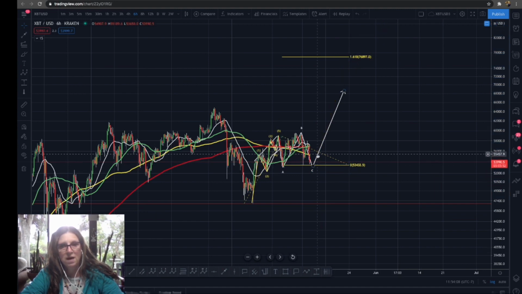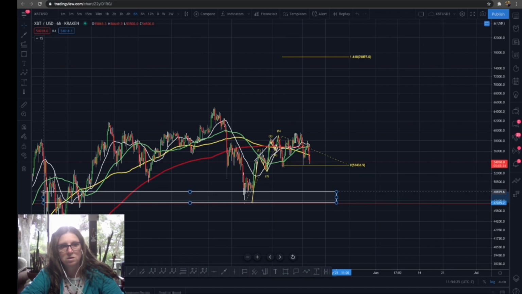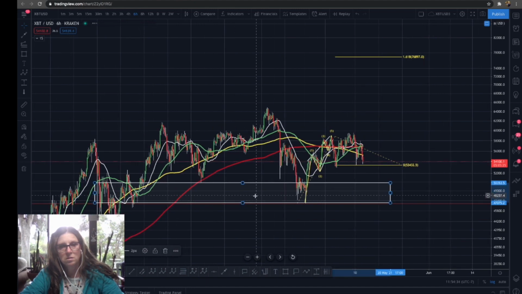So what needs to happen for the bullish scenario to pan out here is that we do not break this liquidity area right here. And it goes all the way back here. We got a lot of support and resistance, okay? We don't want to break this. And we definitely can't break this bottom, or this bullish scenario is out the window.